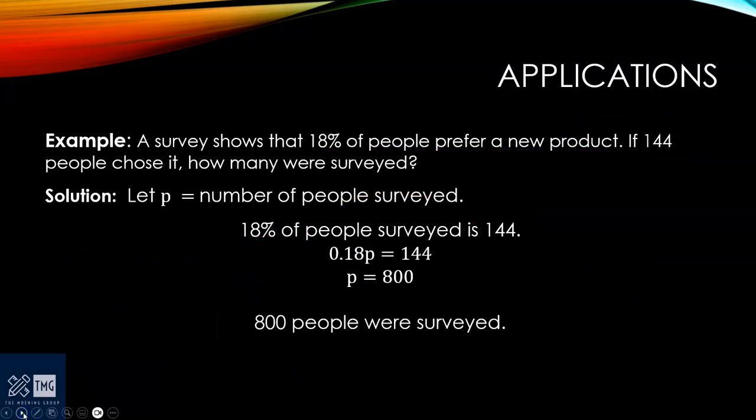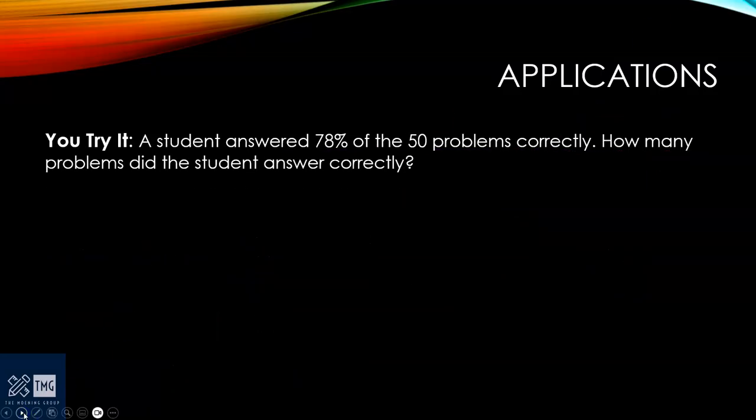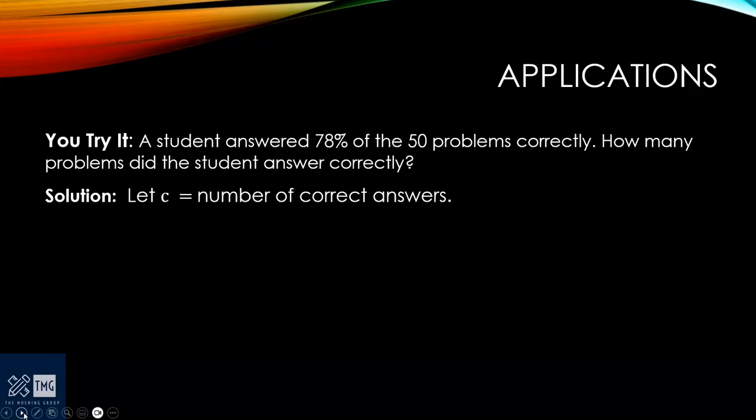The next two, I want you to try on your own and then come back and see how you did. A student answered 78% of the 50 problems correctly. How many problems did the student answer correctly? Well, what do we need to find? The number of correct answers. So let's let C equal the number of correct answers. Now, let's rewrite what we know. 78% of 50 problems have correct answers.